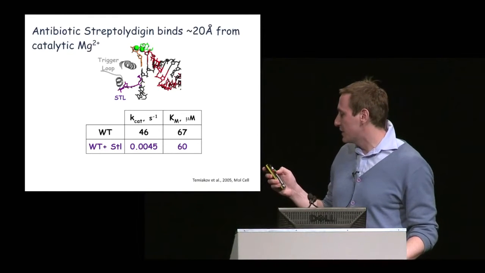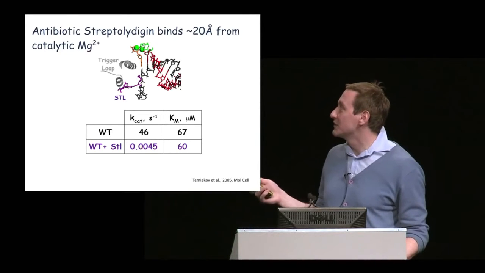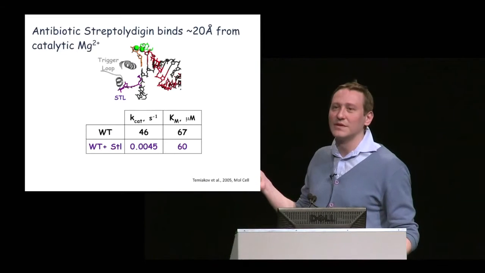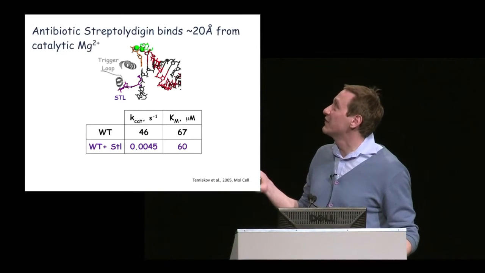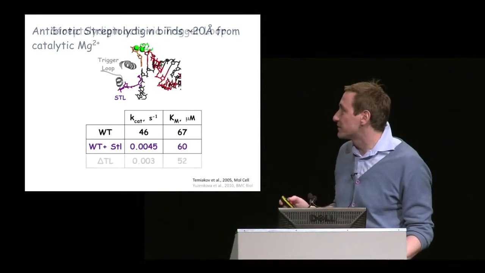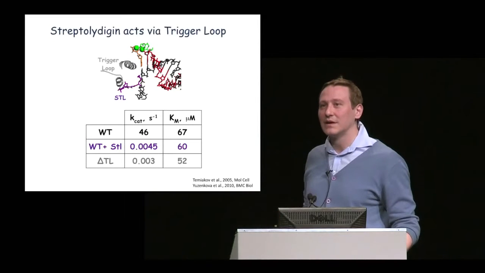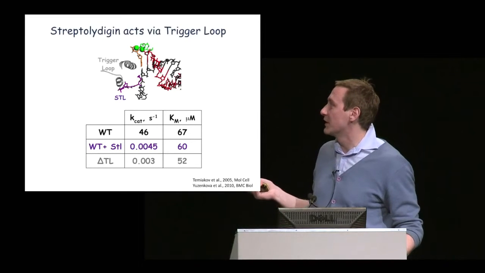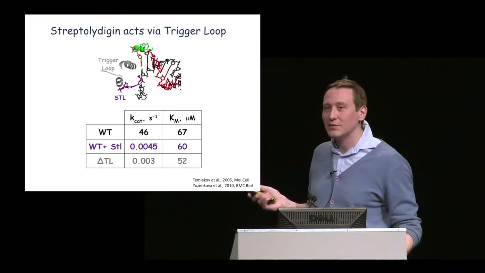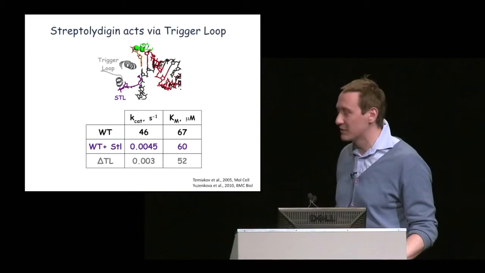And what we did at that time, and it was my first independent project, we chopped off a loop that was not resolved in the crystal structure, which was fairly far away from the active center, but we were just interested in what it was doing. And the numbers that we got from the catalytic activity of this mutant RNA polymerase very much resembled what we saw with wild-type RNA polymerase inhibited by streptolydigin.